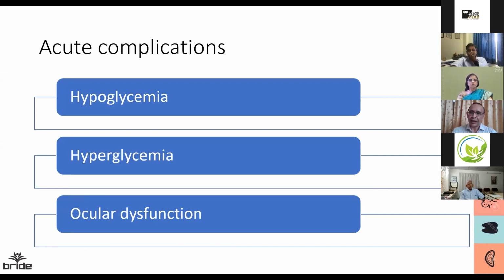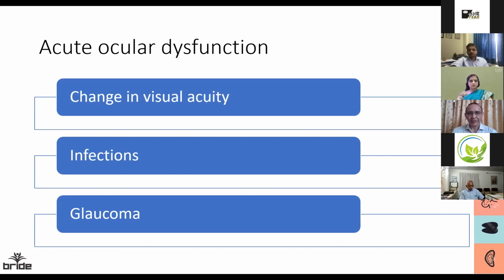It is also an acute complication of treatment of diabetes. Because when we give drugs which reduce the glucose suddenly, one of the commonest complaints that the patient will come back with is blurring of vision. This blurring of vision is usually because of change in visual acuity. But it can be an infection, it can be keratitis, it can be an acute glaucoma as well. So here there is need for the ophthalmologist to cross-connect with the endocrinologist or diabetologist.